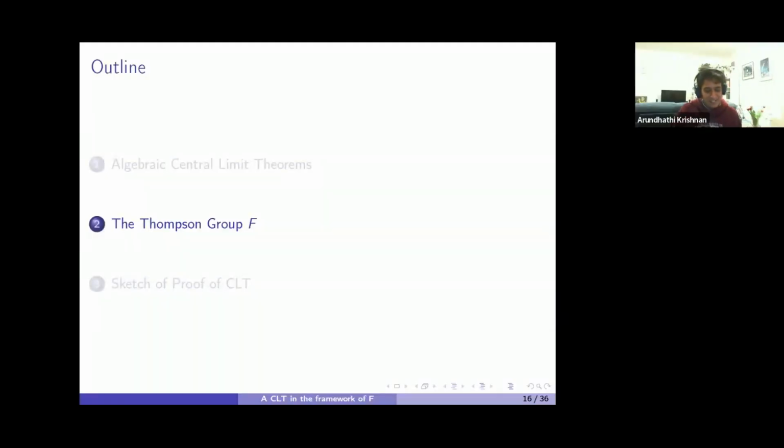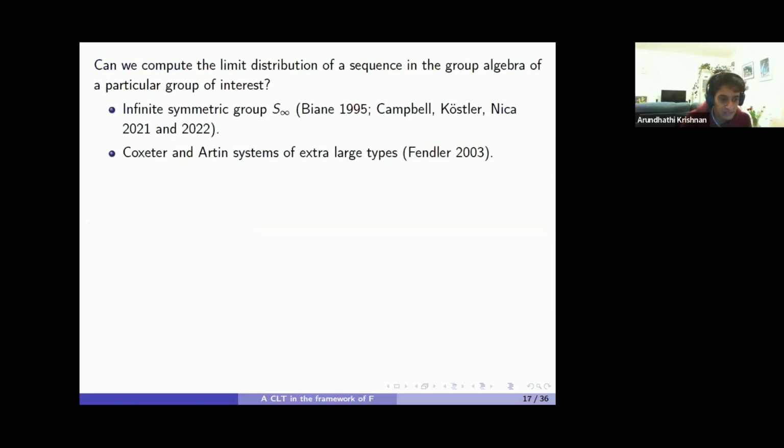Anyway, I should say something about the Thompson group F. But just before that, what has happened since all this work on CLTs is that people have tried to look at central limit theorems in different contexts for different kinds of sequences. Some of the sequences that people have looked at arise in the group algebras that I talked about a little bit earlier. In particular, people have looked at the infinite symmetric group, S infinity. This is just the group of all finite permutations on N.